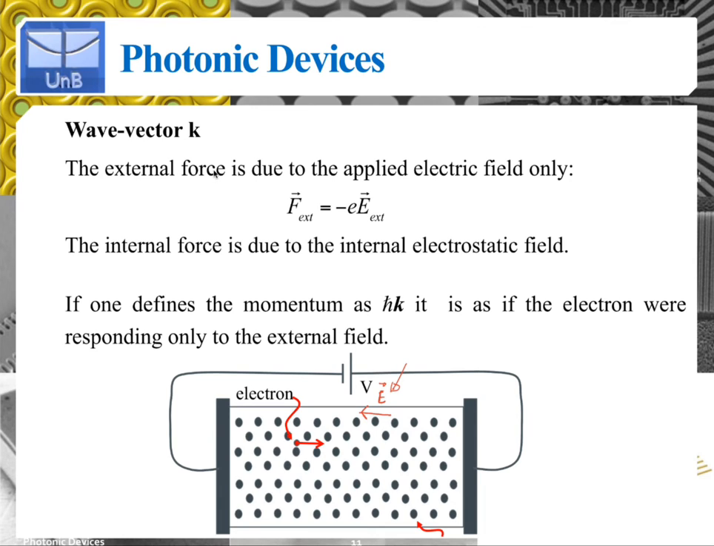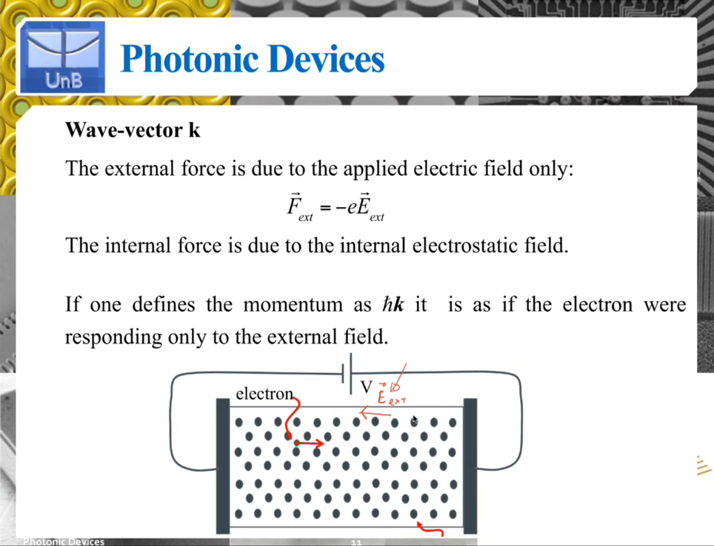So the external force is due to the applied electric field only, which we're calling E external here. Okay, so E here does not stand for energy, it stands for electric field, and it obeys the classical electrostatic law. So since it's a negative charge, the external force on the electron is going to be minus the charge of the electron times the electric field. The internal force is due to the internal electrostatic field, which is periodic.